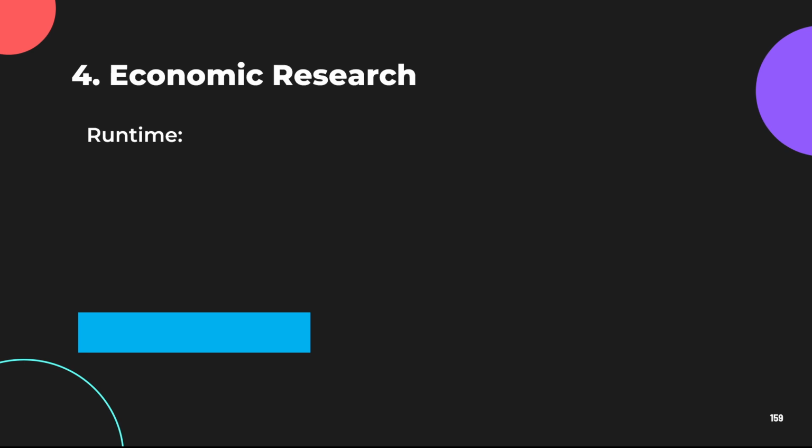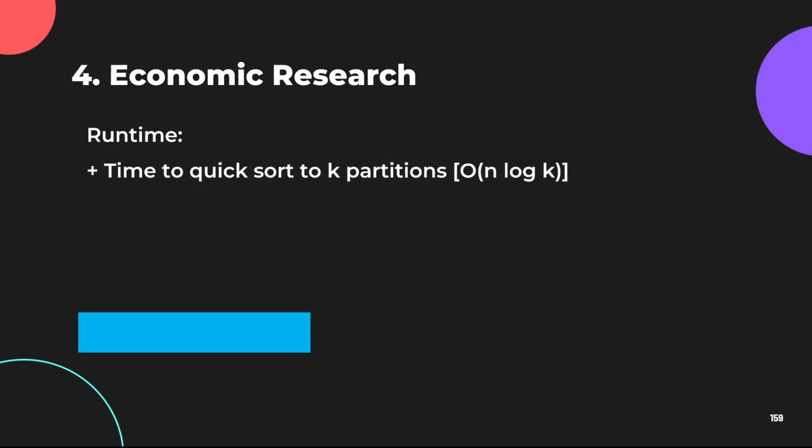I'll keep the O(n) first. So first of all, to partition all the elements until we reach k partitions using quicksort, that will take n log k time, correct? Because I just need to do log k iterations to determine the partition given a correct, randomized pivot.